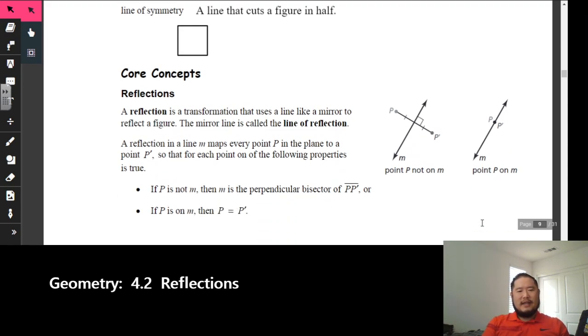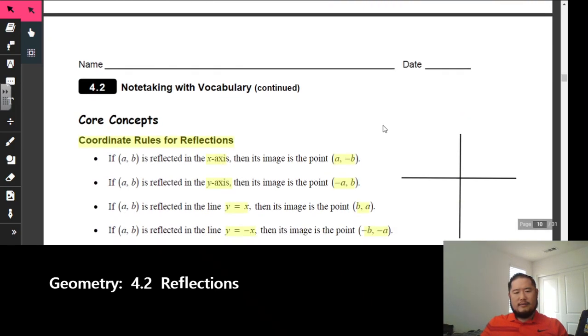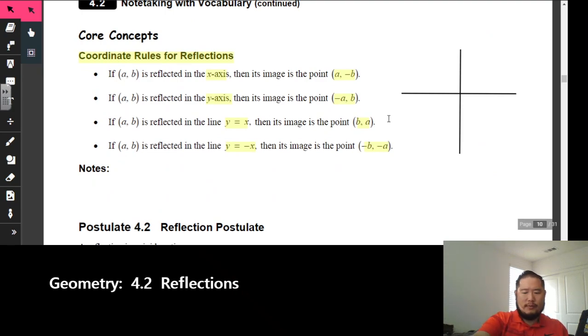All right, let's take a look right here. A reflection, once again, a transformation that uses a line like a mirror to reflect the figure. And it's just showing you where this line of reflection happens to be. Line M is the line of reflection. We have point P, and then we have P prime on the other side. Now, everything should be the same. Therefore, right here, you notice that it shows that it's equidistant to this line, congruent.